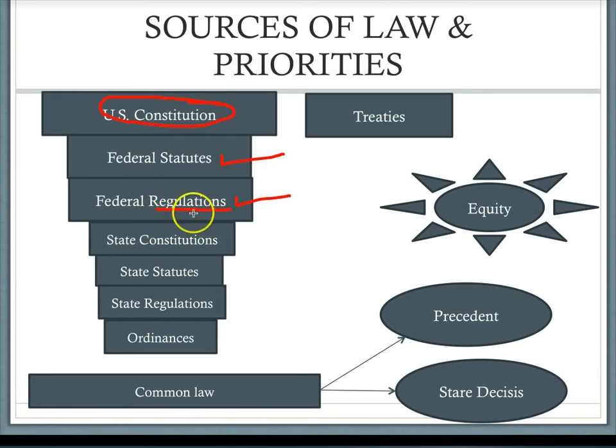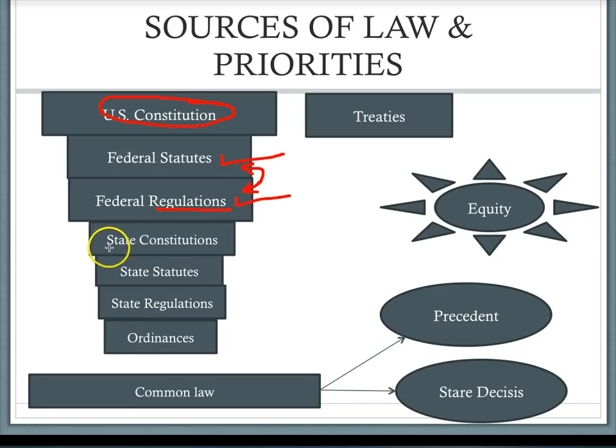The reason I listed federal regulations underneath is because the agencies can only act based on the power given to them by Congress. And Congress gives those powers through enabling statutes. But otherwise, in terms of just everyday powers, the administrative agency regulations are almost equivalent to federal statutes.